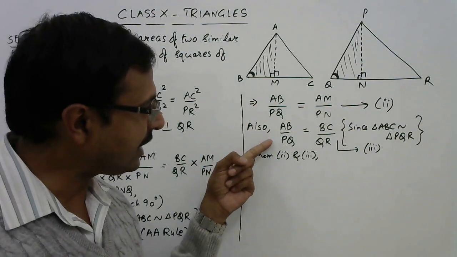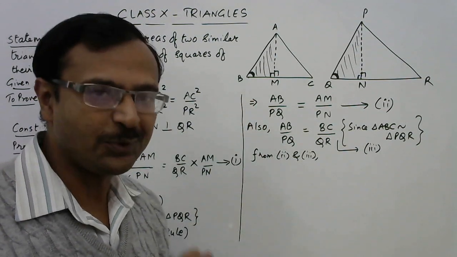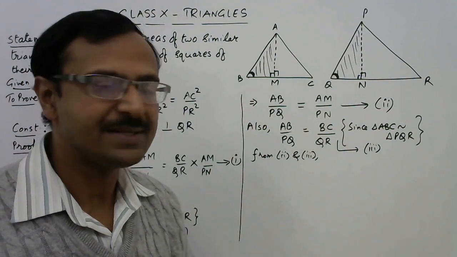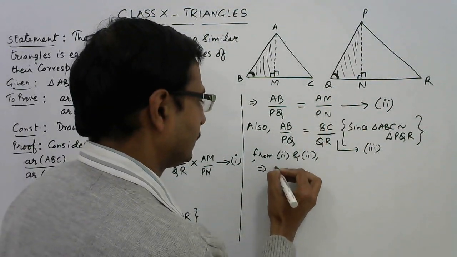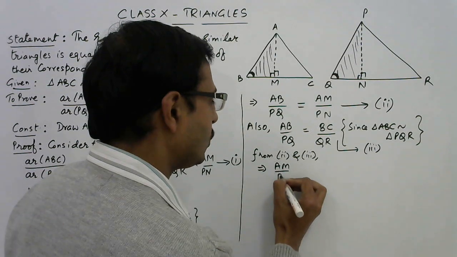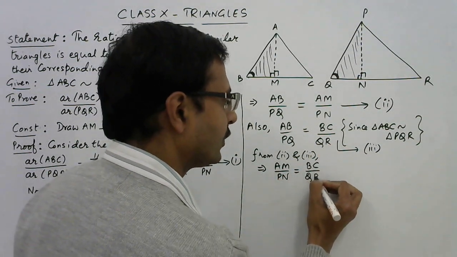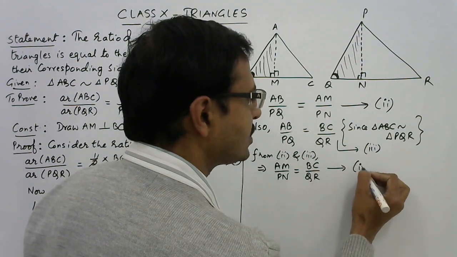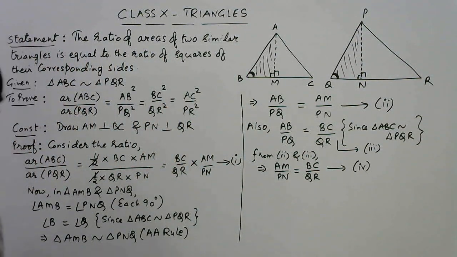The left hand side AB upon PQ is same in the two equations. Therefore, the right hand side will also be same. So AM upon PN will be equal to BC upon QR. Now this equation is the fourth equation which is required. And now proof is just one step away. Now write the first equation.